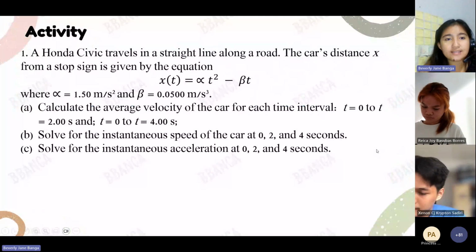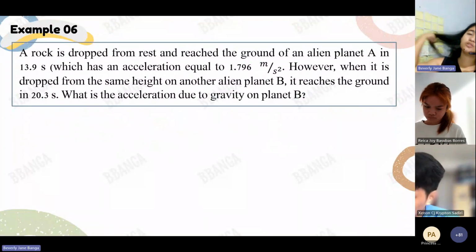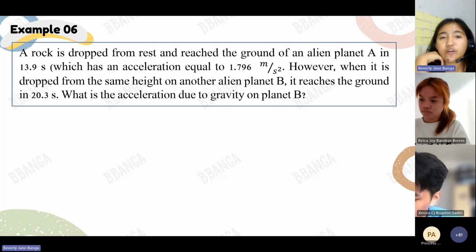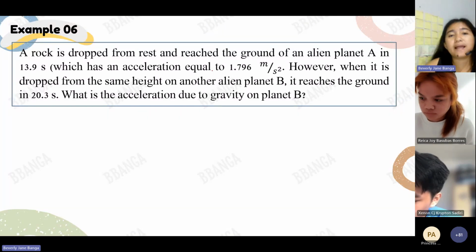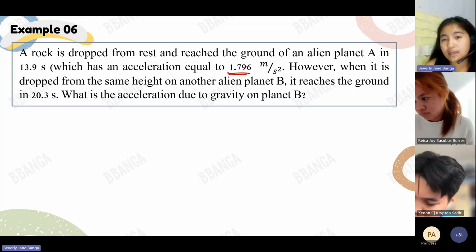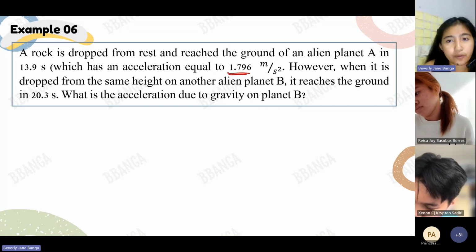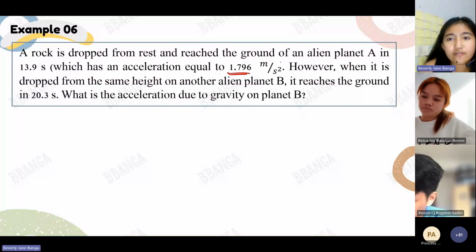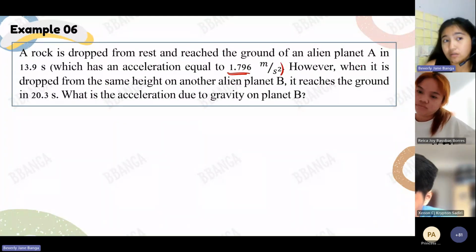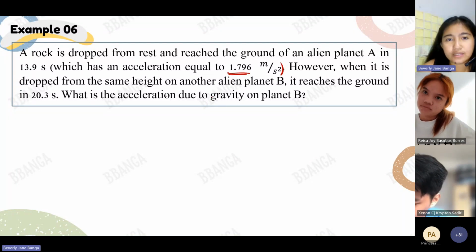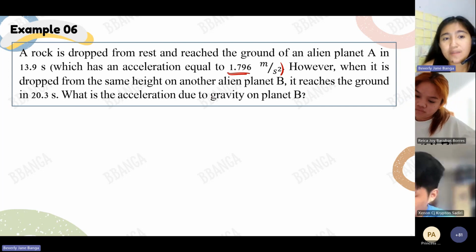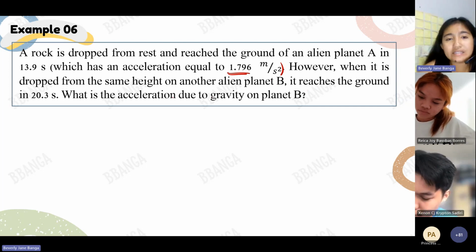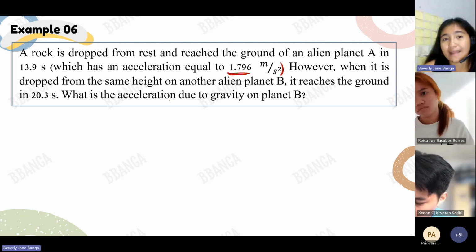Let's move on to the last example. Okay. So sabi dito, a rock is dropped from rest and it reached the ground of an alien planet A in 13.9 seconds, and that planet A has an acceleration equal to 1.796 meter per second squared. However, when the rock, the same rock, is dropped from the same height on another alien planet B, it reaches the ground in 20.3 seconds.